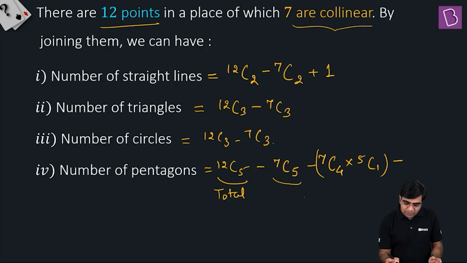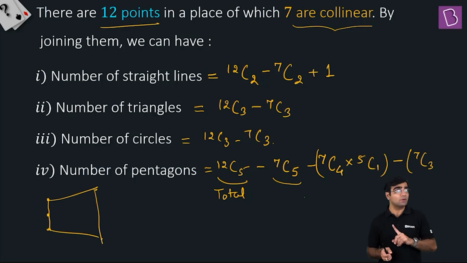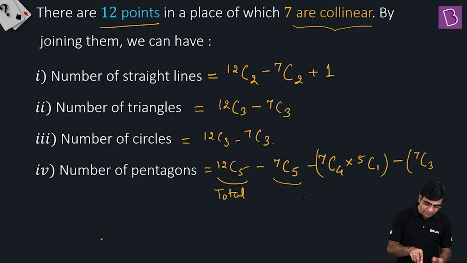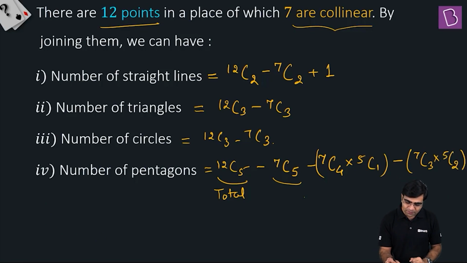Now another thing which we need to subtract is if I am choosing any 3 points from those collinear points, right? Let's say I have chosen any 3 points and taken 2 more random points anywhere else. These 3 points will form a line, and when I join them with the other 2 points, we'll get a quadrilateral, not a pentagon, right? So I need to remove the cases where I'm choosing any 3 points from those 7 collinear points, followed by any 2 other points from the rest of the 5 points, that is 5C2.